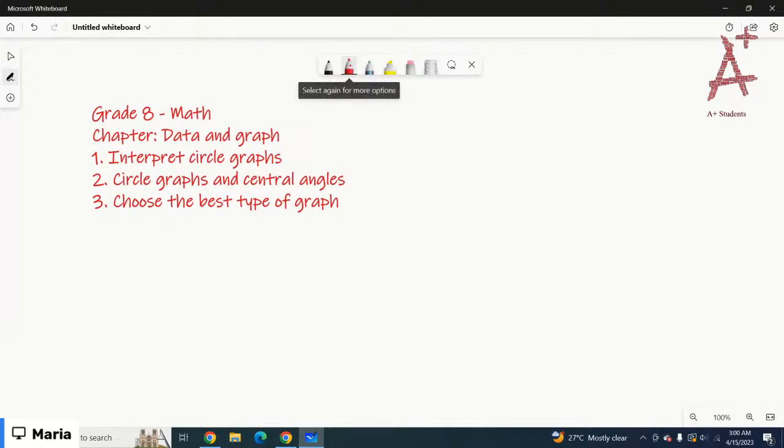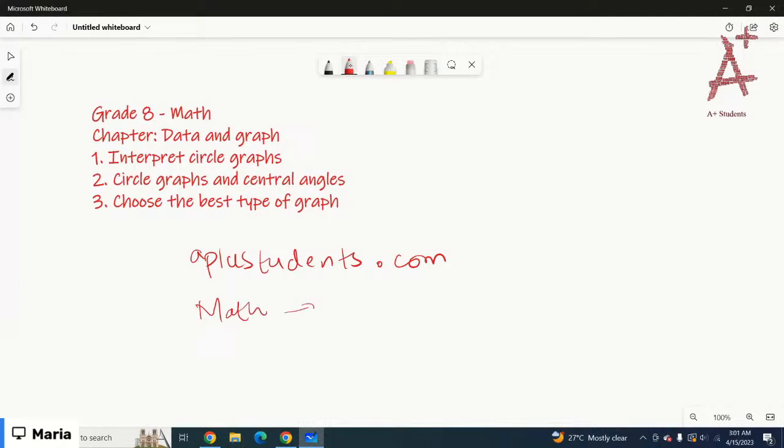You can find all the lessons on aplustudents.com. You have to log in there using your email address and the password provided by the administrator. Then select math from the subject tab, scroll down to grade 8 and click on view all lessons. There you can find a list of the chapters.